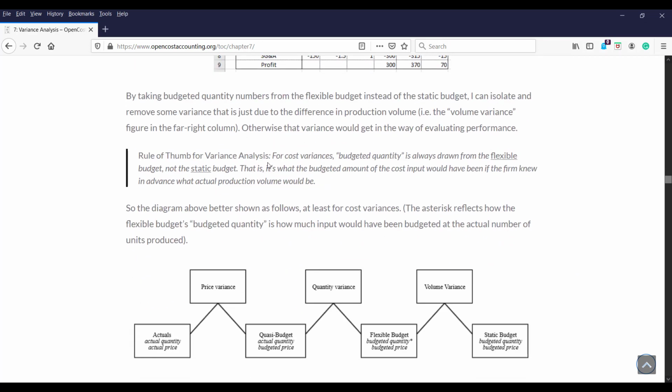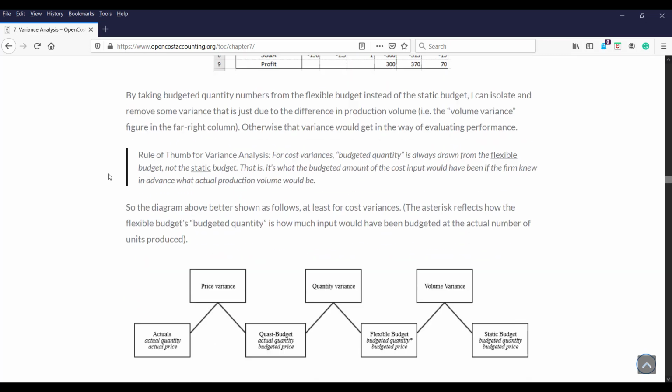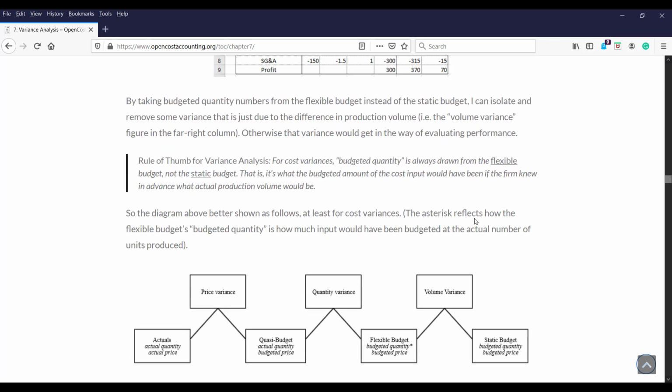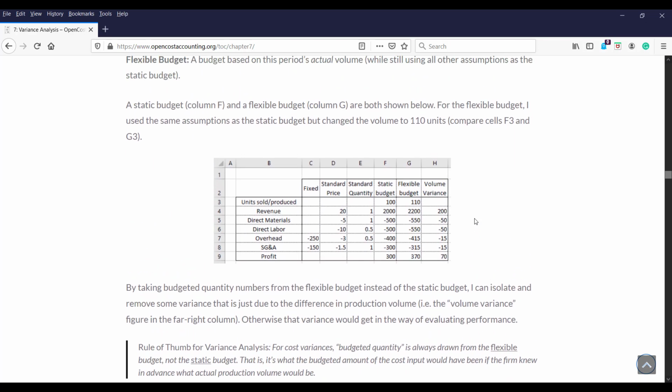So, here we go. For cost analysis, budgeted quantity that we're talking about is always drawn from the flexible budget, not the static budget. I say that because here's the reason why I have this rule of thumb. When we're talking about our cost variances, we are primarily interested in these two right here. The volume variance really, as far as costs are concerned, isn't terribly important. I'll be honest, because I expressed already what it means. It means naturally, if we sell more, we have higher volume, we're going to have more variable costs.